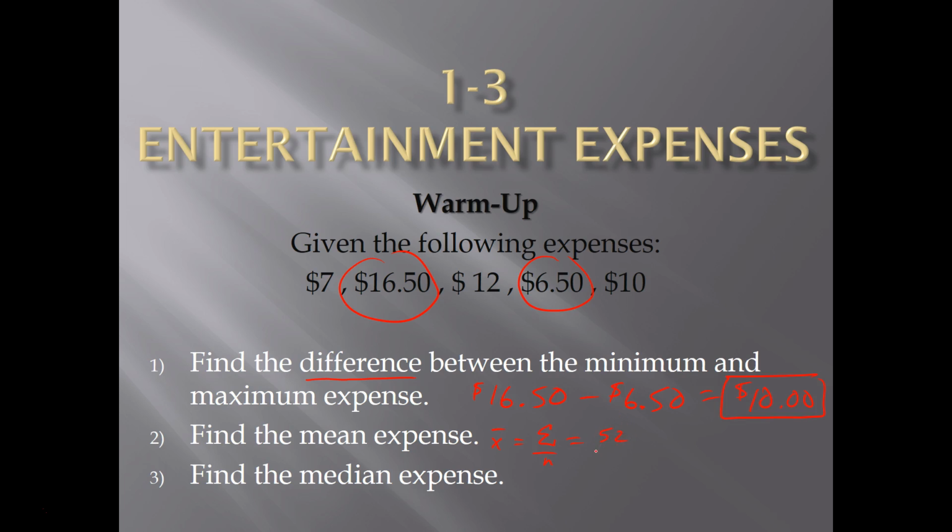So sigma is 52, and n, remember, is the number of values. How many did you sum together? How many values do you have total, which in this case is 5. So we take the 52 and divide by 5, and we get 10.4. The mean expense would be $10.40. Remember, these are dollar figures, so we'd want to put them in dollars and cents.